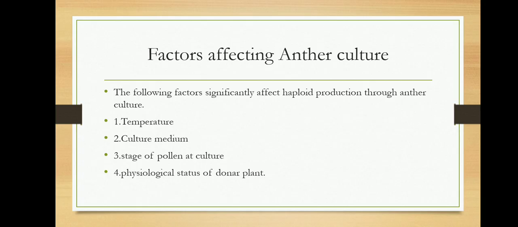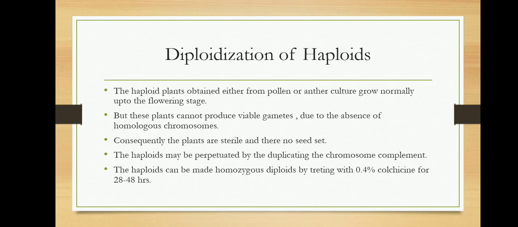The ideal stage in the Lycopersicon plant has been found to be the microspore mother cells in meiosis one. On the other hand, in Brassica species, the anthers with mature pollen are most suitable for the culturing process. Okay, these are the factors which affect the culturing process of anthers.